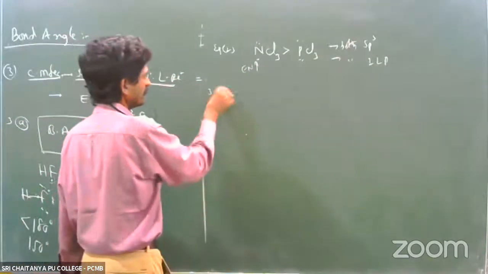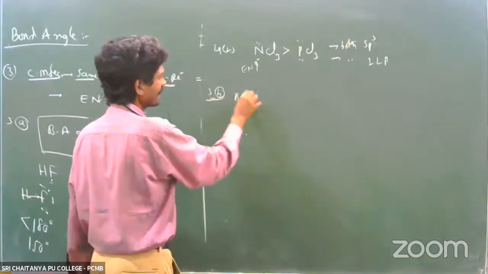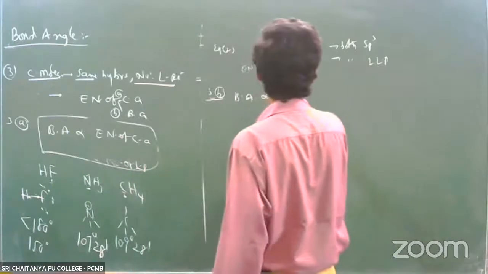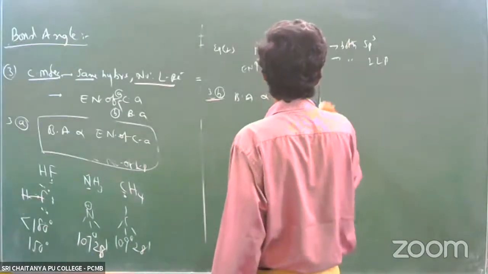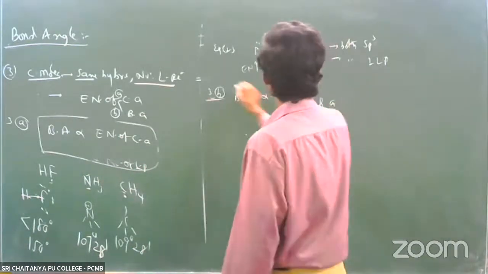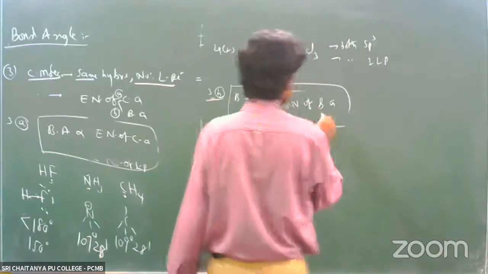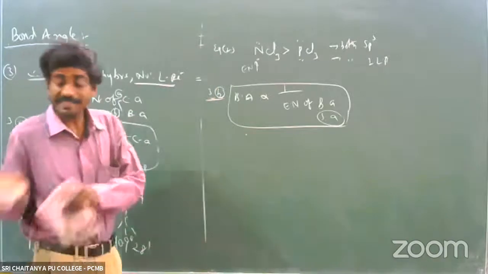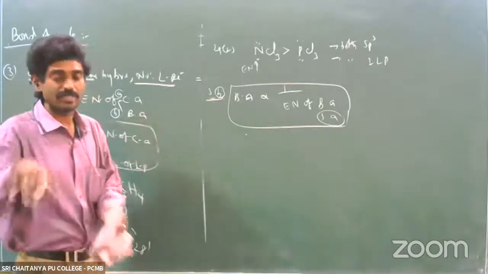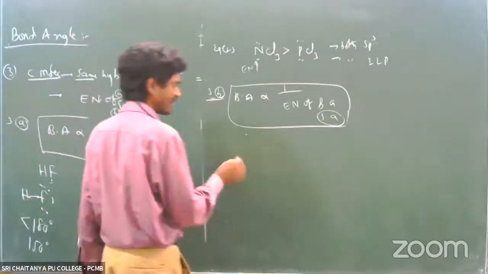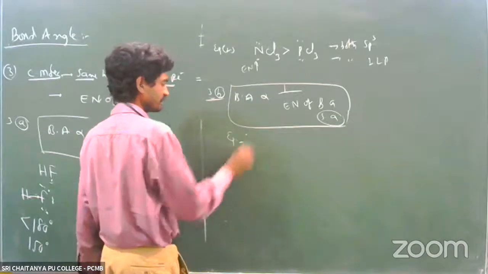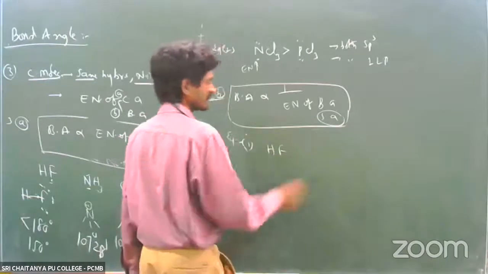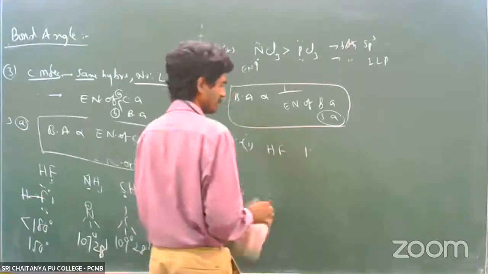Next, another one: bond angle is inversely proportional to the electronegativity of the bonded atom. Bonded atom, or you can say side atom, is the atom which makes a bond with the central atom. Now, for example, take HF here.